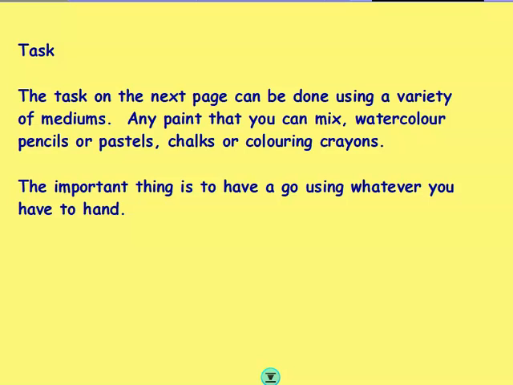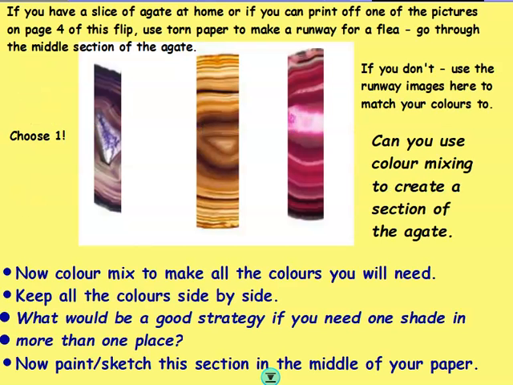So the task on the next page can be done using a variety of mediums. If you've got paint, that is the best. Any paint that you can mix: watercolour, oil, acrylic. Or if you've got any watercolour pencils, they also work really well. Pastels, chalks or colouring crayons though could give you some effect. The important thing is to have a go using whatever materials you have to hand.